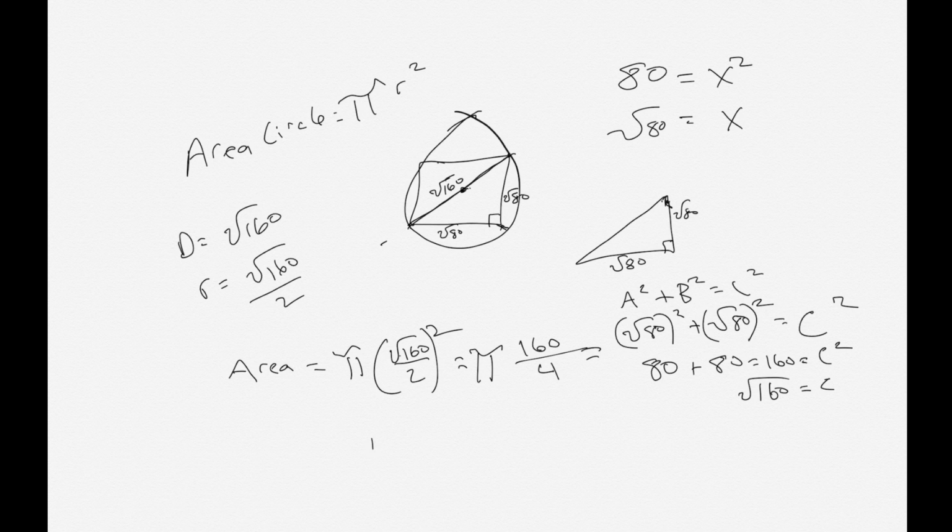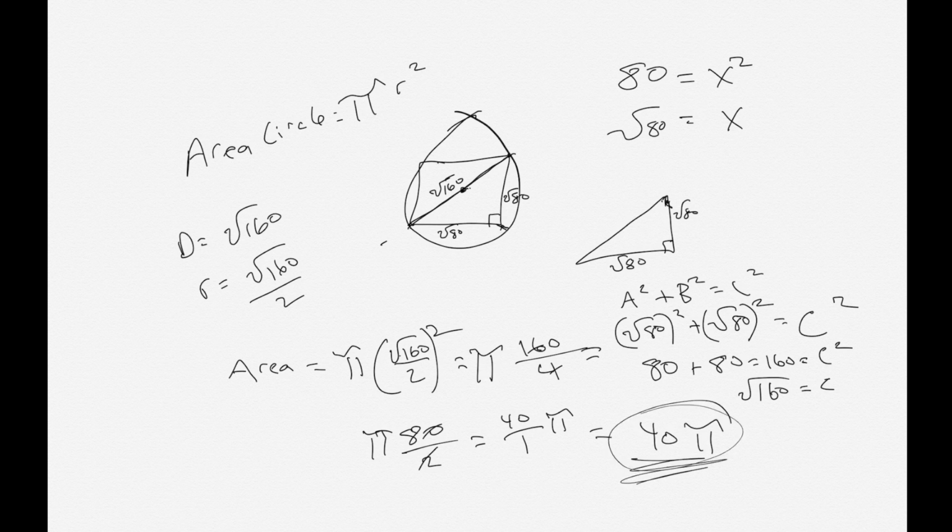We could actually simplify that. 2 goes into both. 2 goes into 160 80 times, and 2 goes into 4 2 times, and then we could simplify that. 2 goes into 80 40 times, and 2 goes into 2 once. So 40 over 1 pi, or 40 pi. That's our answer, 40 pi. That is the area of the circle.